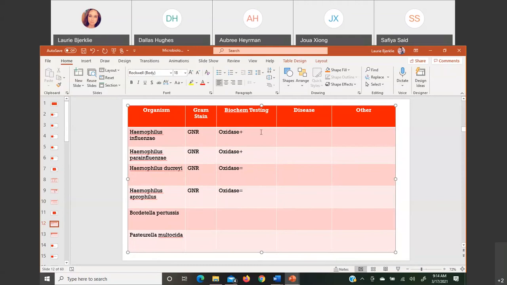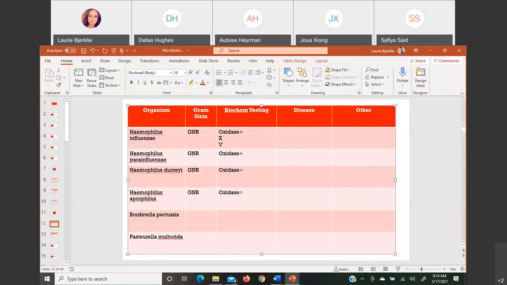As far as other tests go, because it's fastidious, and they will each vary from each other, we can look for those X or V factors. So remember, X is hemin, V is NAD, so it's these extra nutrients that they like. Each one will want different things. So Haemophilus influenzae requires which one? Does it require X, V, or both? Good. It definitely requires both. So both will be positive there.